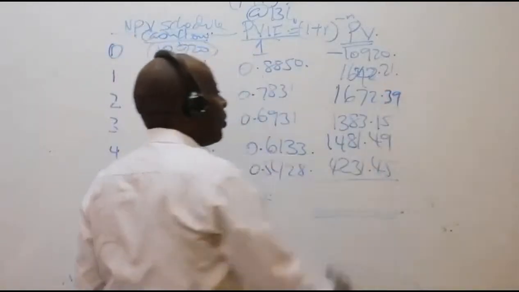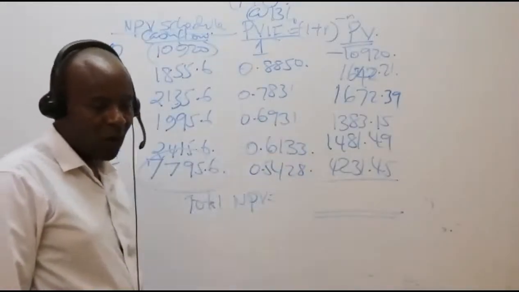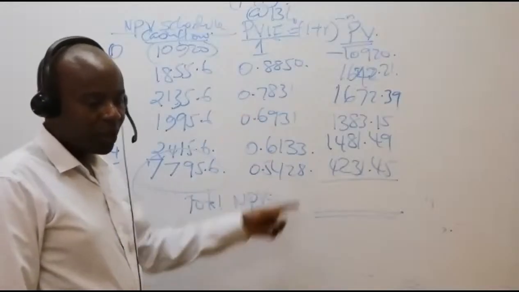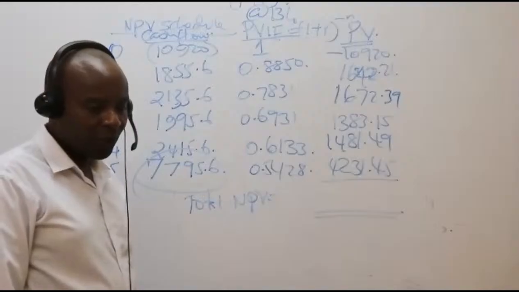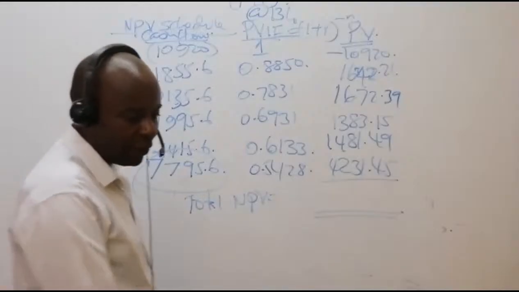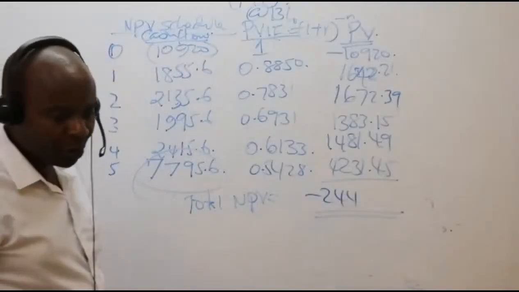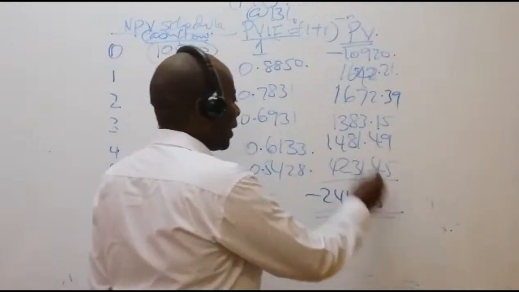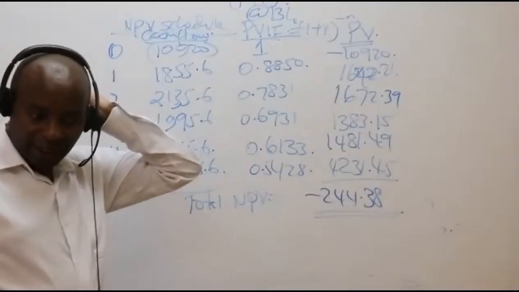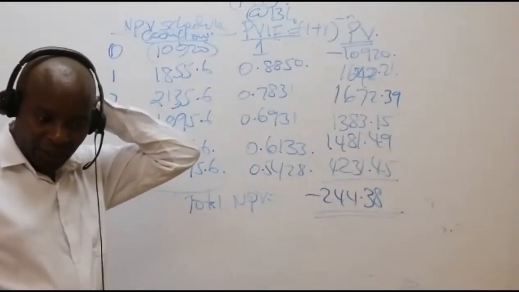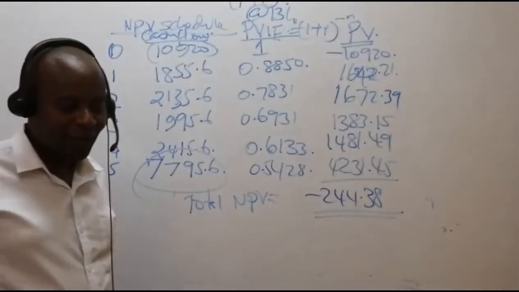So now I suppose that all our figures are correct. Could you kindly give us the total net present value, which will end up giving us negative 244. Can someone else confirm this? Negative 244.38. Carol says no, negative 457. Another one says negative 509.